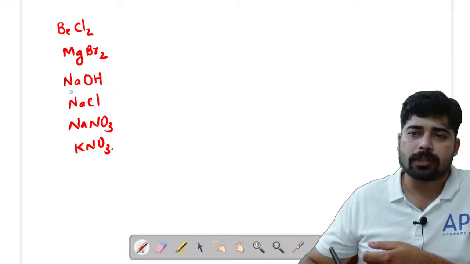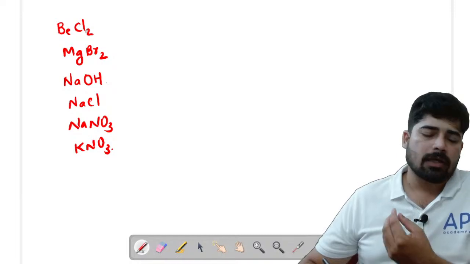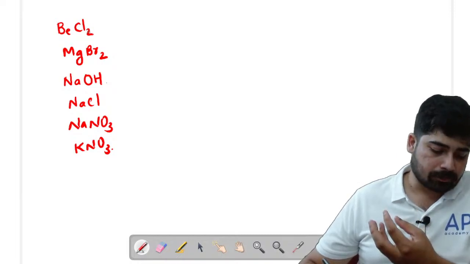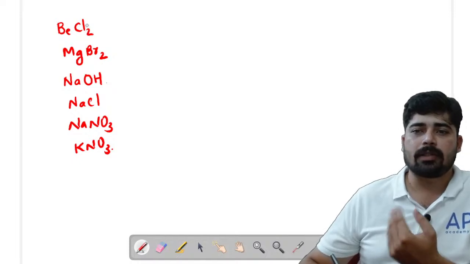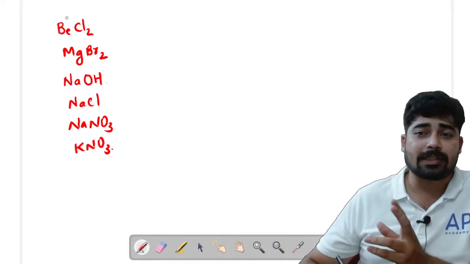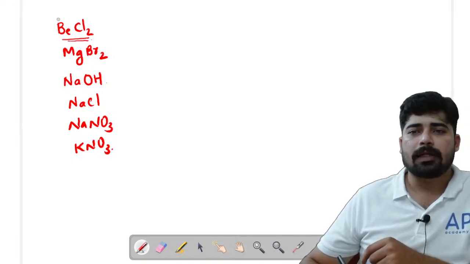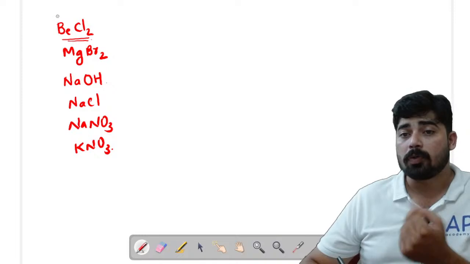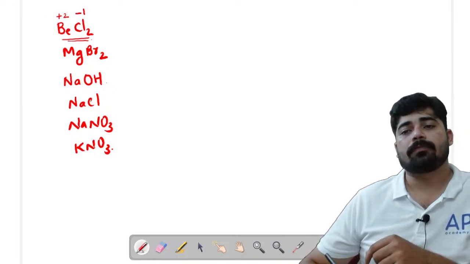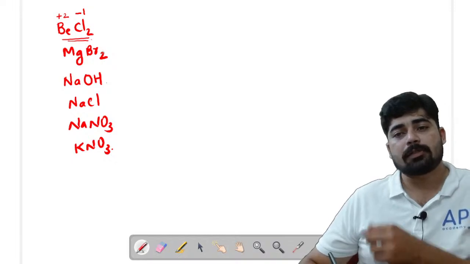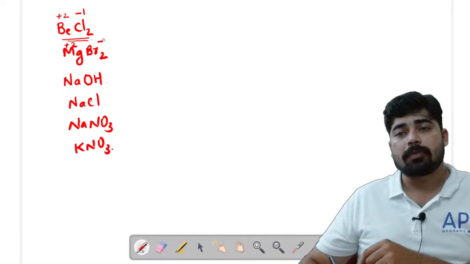You have to find the oxidation state of metals. Actually, we cannot say the metals, because they are fixed: for alkali metals the oxidation state is plus 1. So we are going to give the oxidation state of each element in all the compounds. In beryllium chloride, we know that beryllium is from group 2, its oxidation state is plus 2, and oxidation state of chlorine is minus 1. In the case of magnesium bromide, the oxidation state of magnesium is plus 2 and oxidation state of bromine is minus 1.